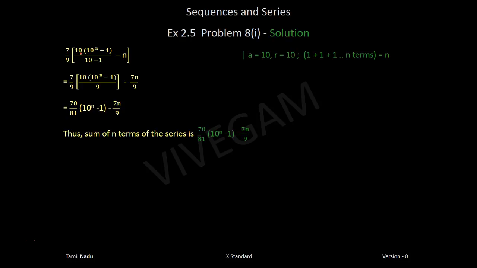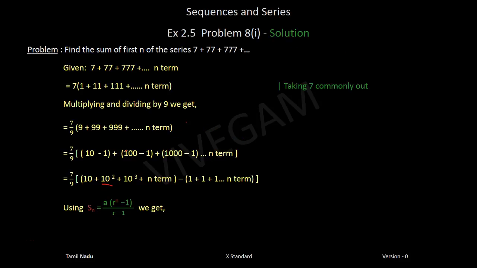And you have the formula Sn equal to a into r to the power of n minus 1 divided by r minus 1. a is 10, r is 10. So 10 to the power of n minus 1 divided by 10 minus 1. This is the formula which you are applying here, and this is getting added to n, and 7 by 9 is still outside the bracket.